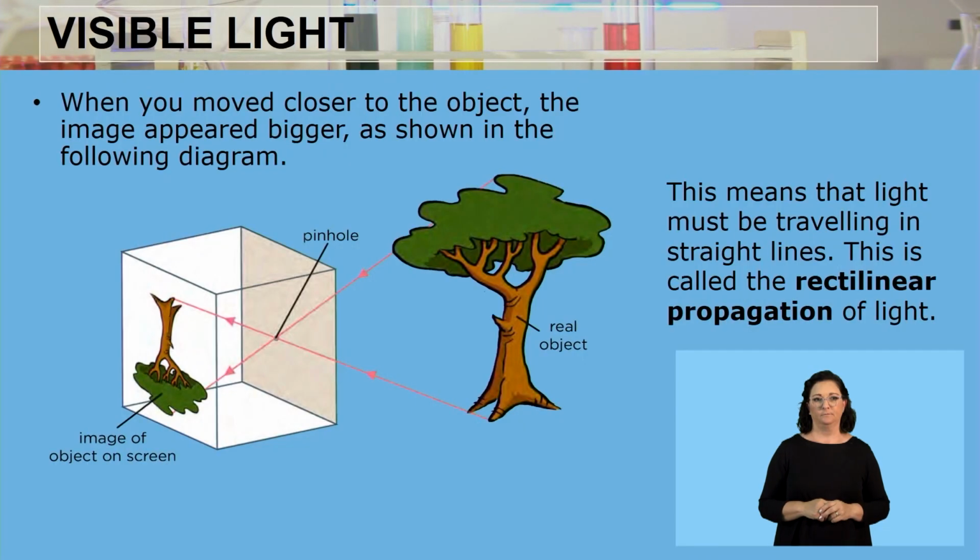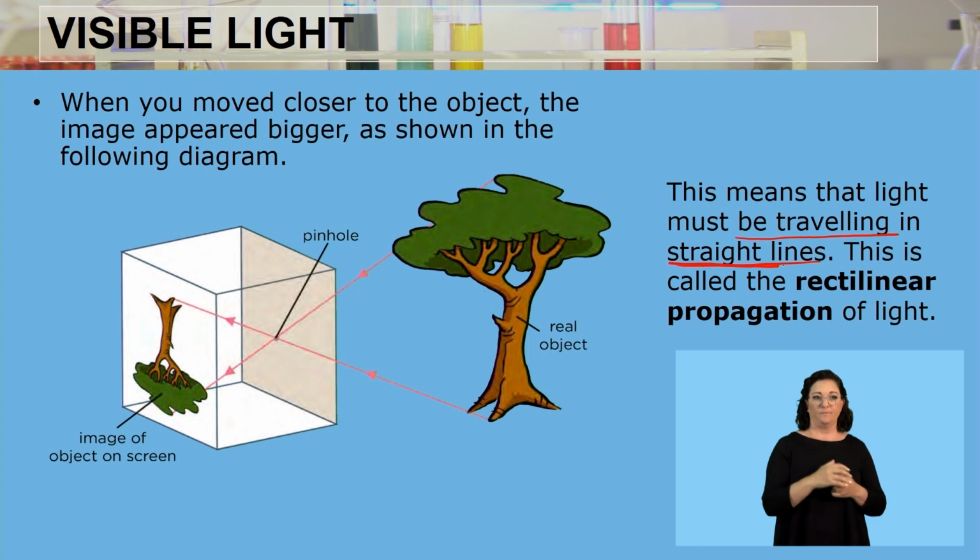So when you move closer to the object, the image appears bigger, as shown in the following diagram. So now you're seeing that this image is going to appear bigger and bigger the closer and closer you move towards it. Which also means that light must be traveling in a straight line or in straight lines.